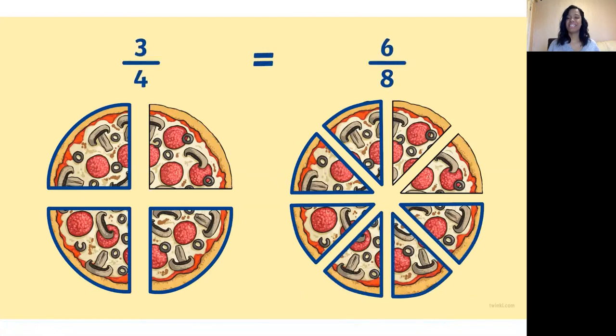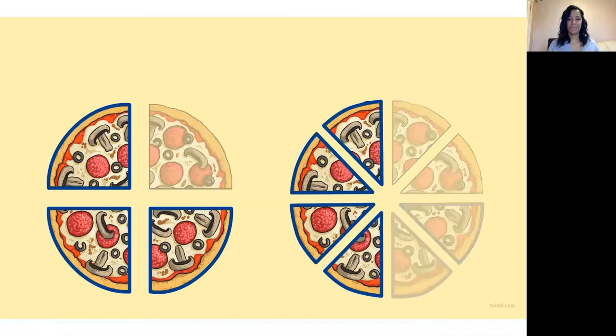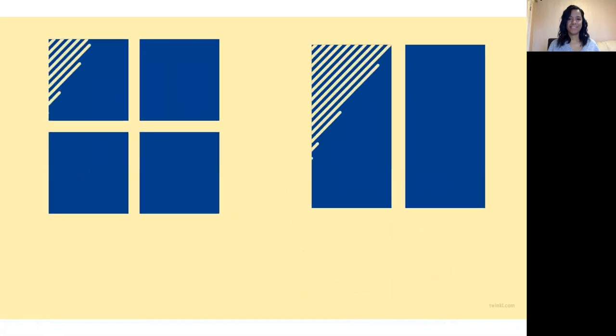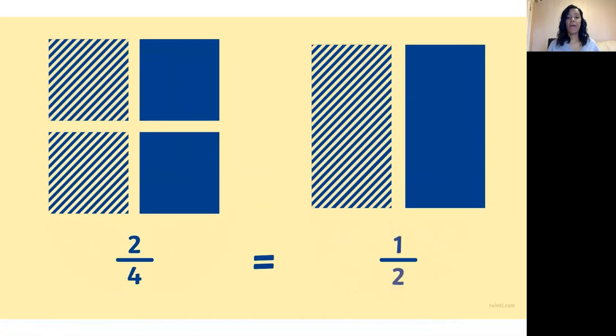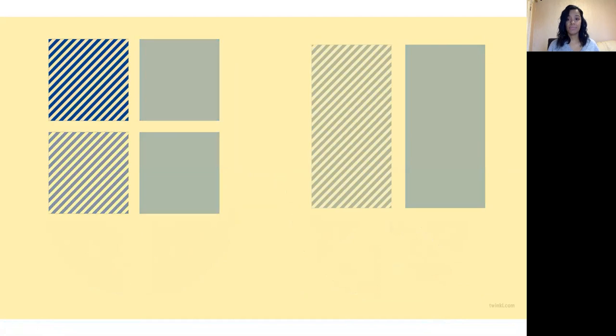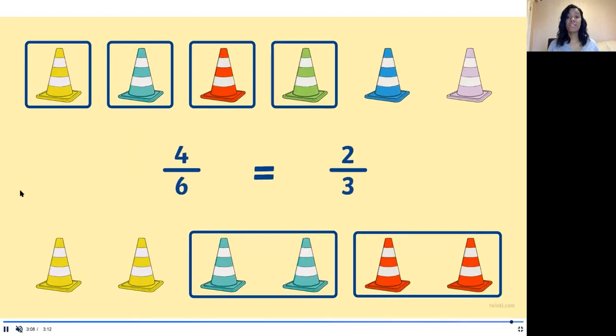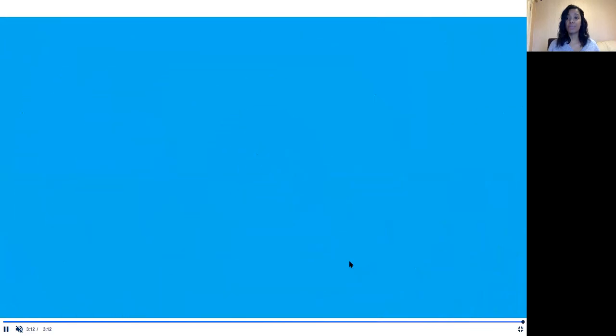3/4 equals 6/8. Now we have 2/4 equal 1/2. 4/6, 4 cones out of 6 equals 2/3 if we split them into 3 groups, okay? Well done, you guys. You're doing such a great job, okay?